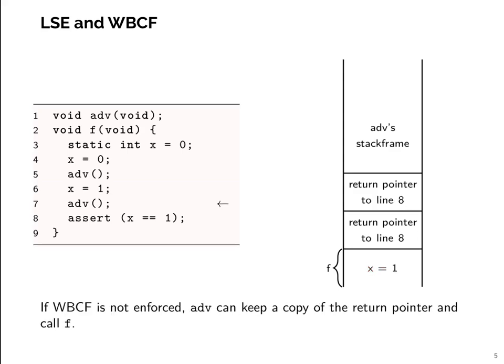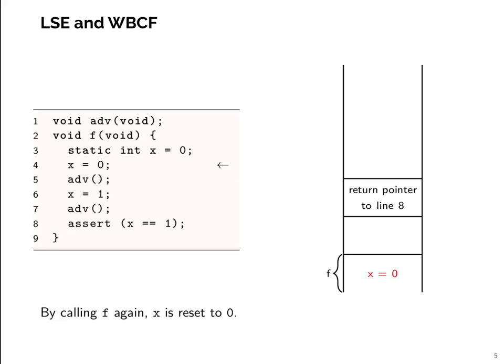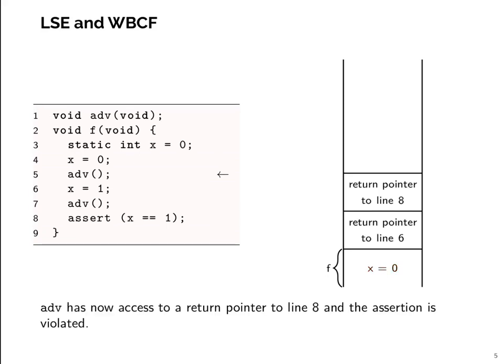On the other hand, if well-bracketed control flow is not enforced, then the adversary could keep a copy of the return pointer to line 8 anywhere in memory, so either on the stack or on the heap. So in this drawing, I kept the copy on the stack. Then the adversary can decide to call f instead of returning. And since the variable x is static, that means that when f is called, it's going to set x back again to 0. And the adversary is called again. But this time, the adversary has access to the return pointer to line 8, since it kept a copy from a few steps before. So then it can go back to the assertion, and the assertion is going to be violated since x is now set to 0.